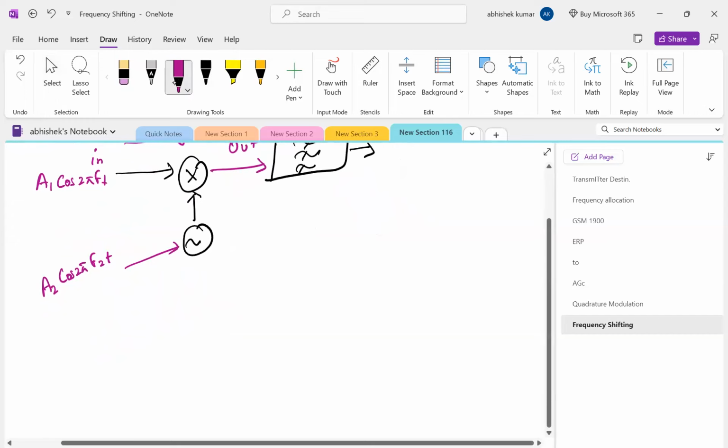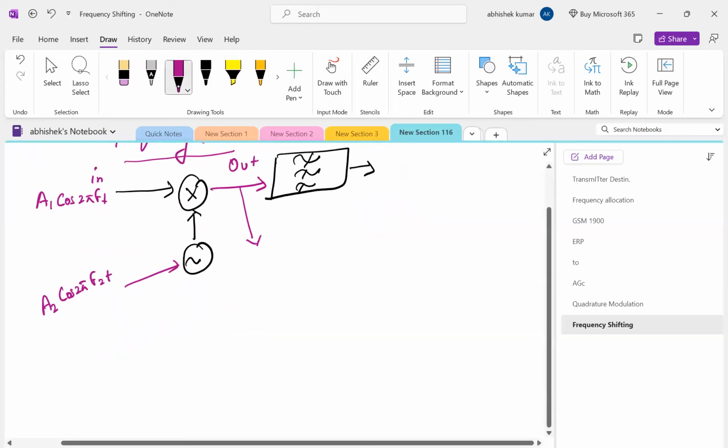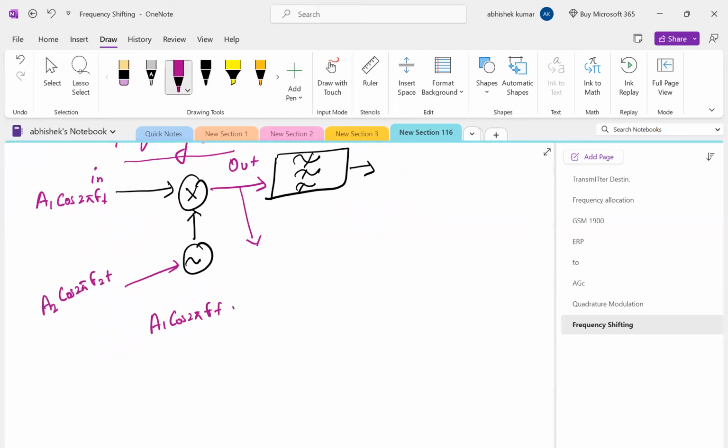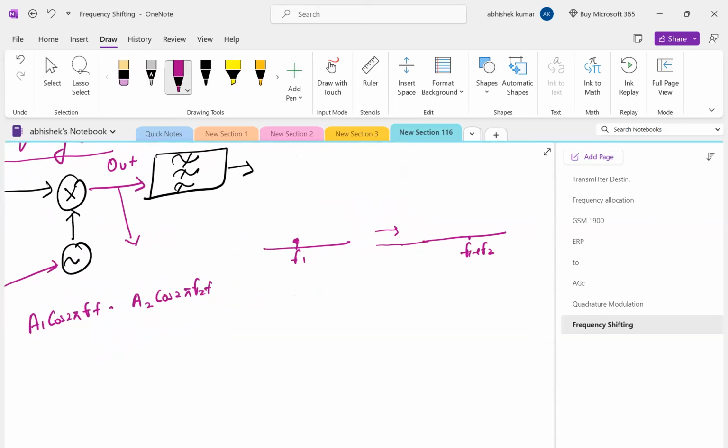Do you know, if I am multiplying two frequency components, A1 cos 2 pi F1t and A2 cos 2 pi F2t? Can you tell me, if I want to shift my frequency, suppose my signal is at F1, and I want to shift it to F1 plus F2 and F1 minus F2, what will I do?